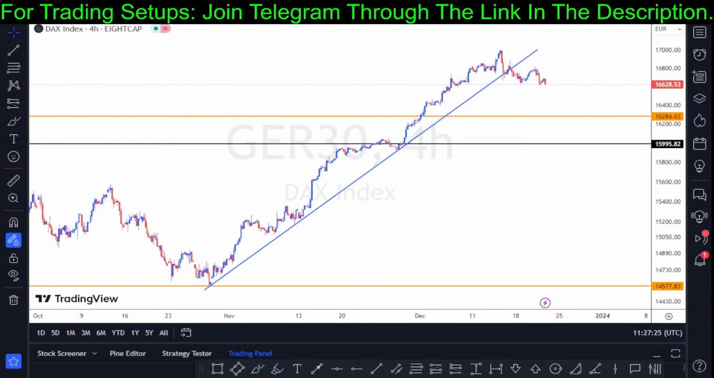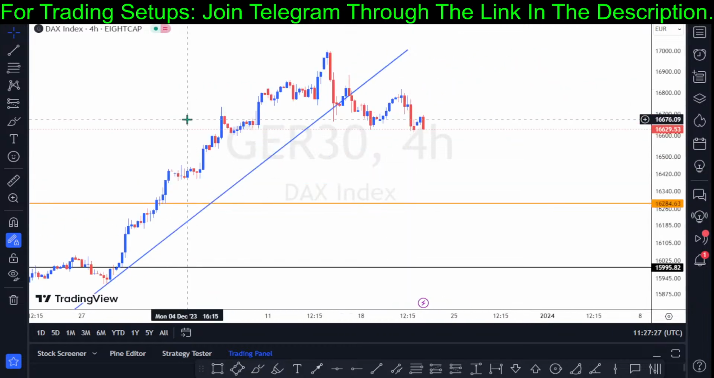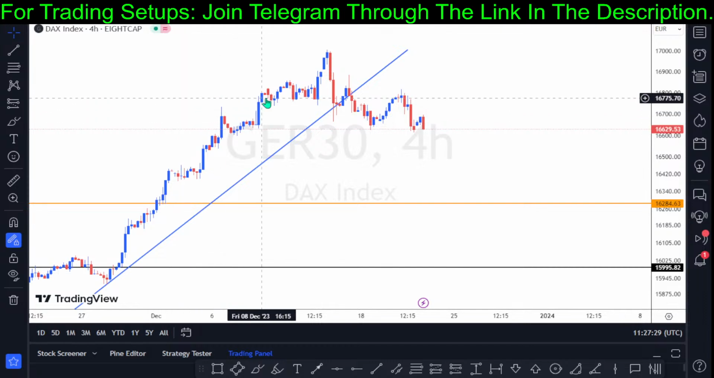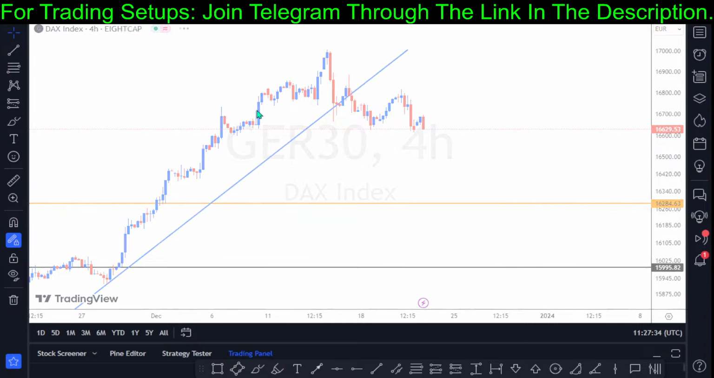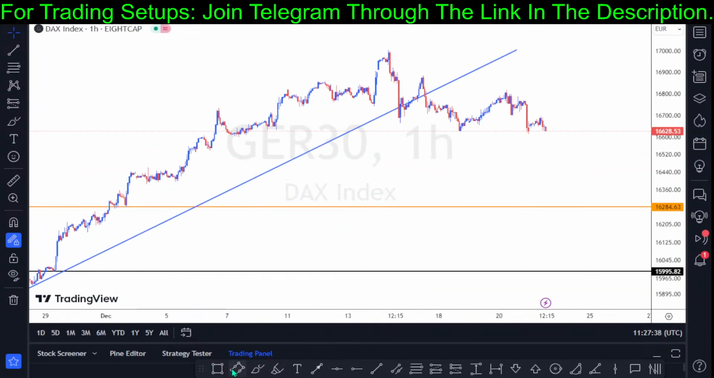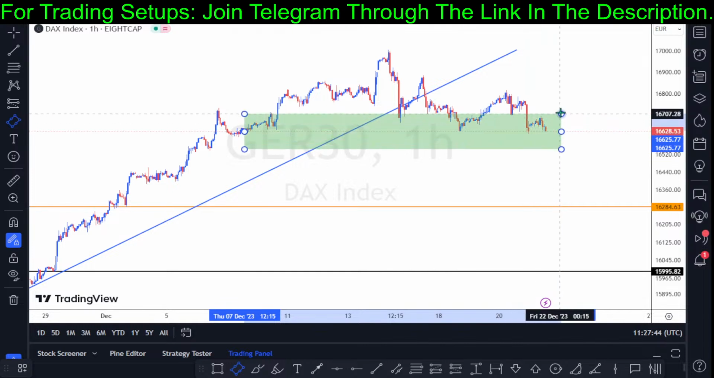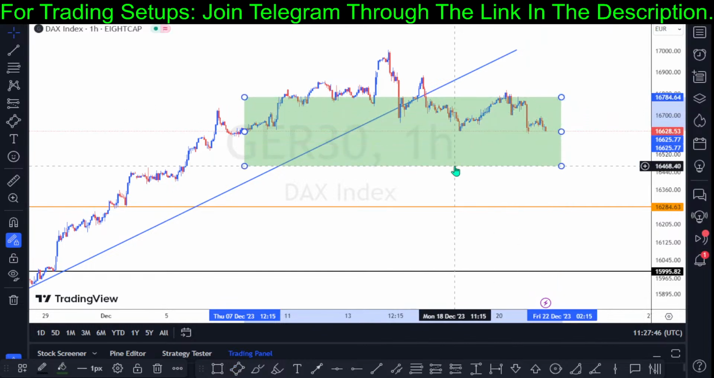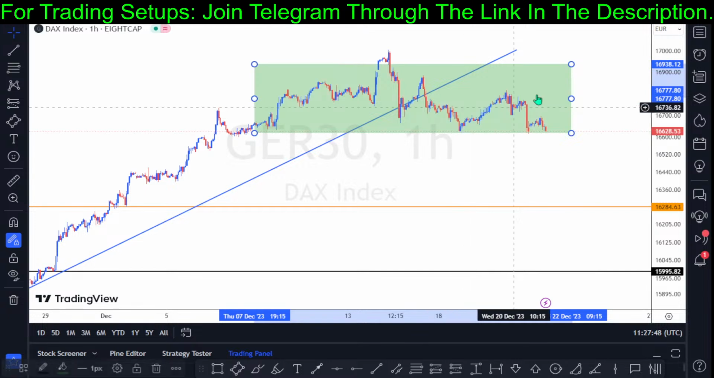Let's zoom in on this price chart. Zooming in, we can see a pattern that looks like an upright head and shoulder chart pattern. Let's zoom in on the 1-hour chart. On the 1-hour chart, this is what we have. Let's try to capture the structural formation right here. Based on what we have, this is what we have right here.